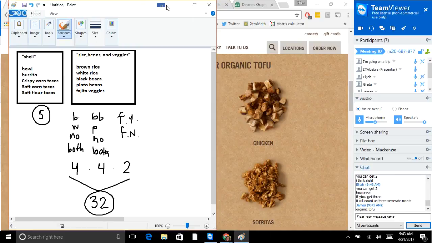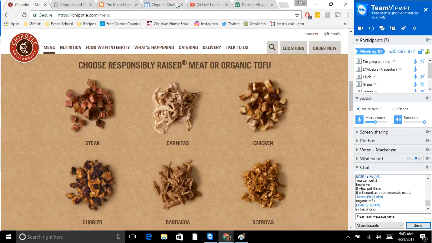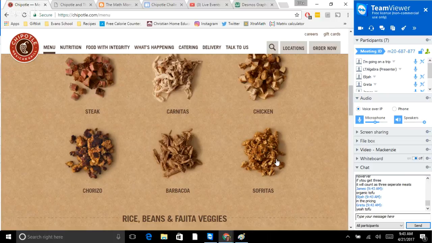But I don't know if they count the tofu under the meat. Yeah, they do. Sofritas is the tofu, right? So they have that in there. Yeah, I guess technically you could be vegetarian and get sofritas. But I guess you could also just say no to what they consider a meaty part.